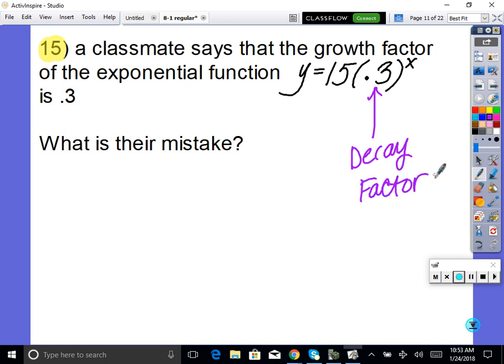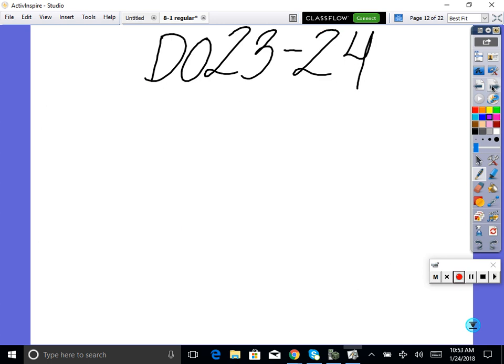Then you could even explain to them, let me help you out here. If you take 15 and multiply by 0.30 to the first power, you're taking 15 and only multiplying by 0.3, which is taking 30% of that 15. It went down. That's decay. You know what I mean? Okay, cool. Awesome. Way to see it.